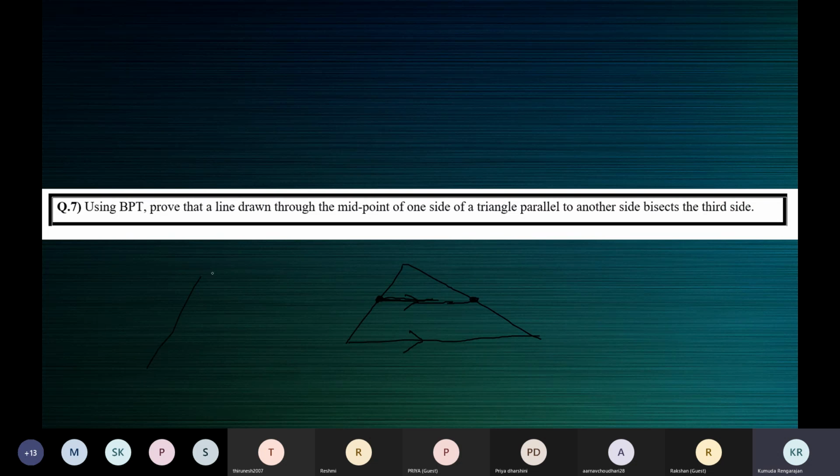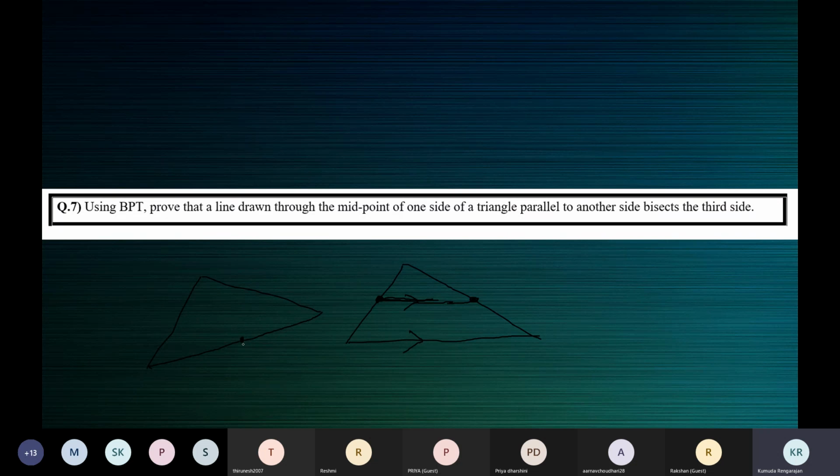So like this. Again, a triangle. Supposing you choose this side. This is the midpoint of, well, you're taking this as one side of the triangle. Now, a line drawn through the midpoint of one side of a triangle. Let me take this as the second side. You can take anything as a second side, this or this, any side. This is one side of the triangle, and this is the midpoint of one side of the triangle.